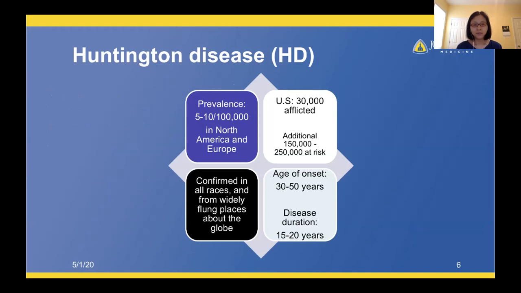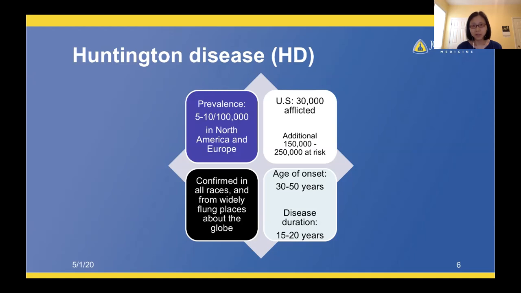And Huntington disease has prevalence of between 5 to 10 out of 100,000 in North America and in Europe. And it's been confirmed in all races across the globe. And the prevalence really does vary though. And this uneven distribution of HD is at least partially explained by the distribution of specific predisposing alleles and haplotypes in the general population of different ethnic groups. So for example, highest prevalence is found in Hispanic Americans and Northern Europeans, and the lowest is in Black Africans and East Asians. Back to the US, there are about 30,000 people that are estimated to be afflicted with HD, and additionally, approximately somewhere between 150,000 to 250,000 that are at risk.